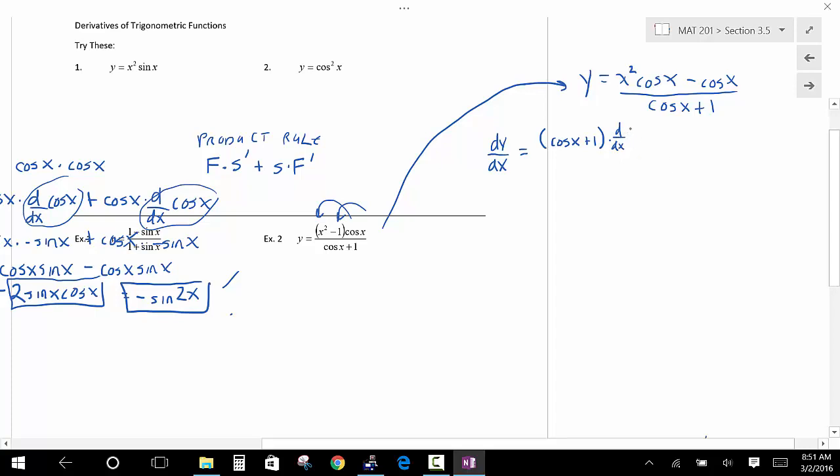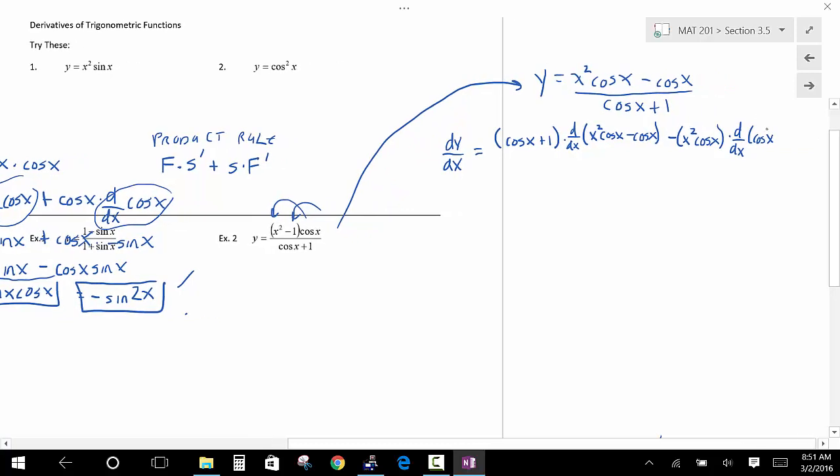So what I'm going to do is write down the derivative of x squared cosine x minus cosine x, like that. Then we're going to go minus, then top, x squared cosine x, and multiply that by the derivative of the bottom. I'm running out of room, so let me move that over a tad bit. Then that's all going to be over the bottom squared.